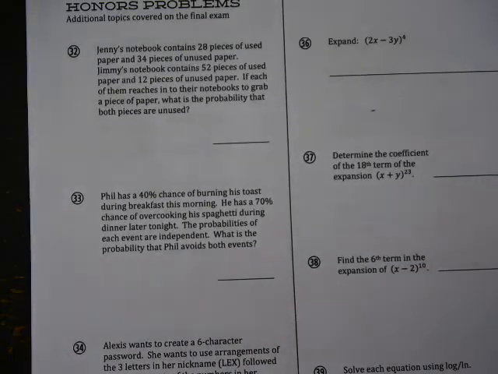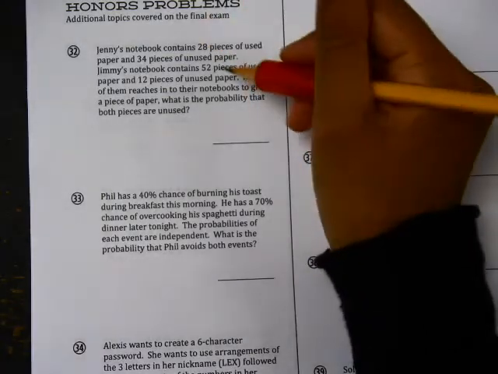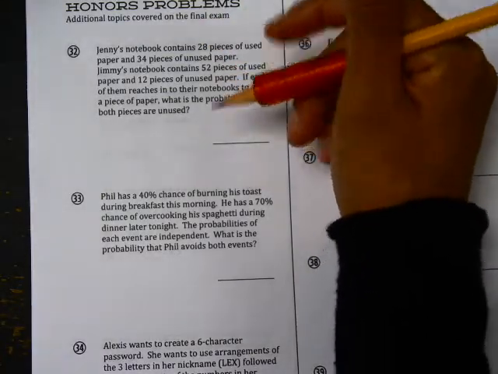So this is the honors problems for the final exam review for Algebra 2 from this point forward. So we're going to do 32 through 35 in this video.